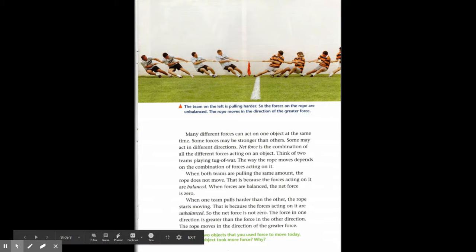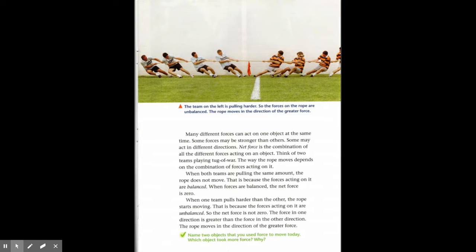Think of two teams playing tug of war. The way the rope moves depends on the combination of forces acting on it. When both teams are pulling the same amount, the rope does not move. That is because the forces acting on it are balanced. And when forces are balanced, the net force is zero. When one team pulls harder than the other, the rope starts moving. That is because the forces acting on it are unbalanced. So the net force is not zero. The force in one direction is greater than the force in the other direction, and the rope moves in the direction of the greater force.